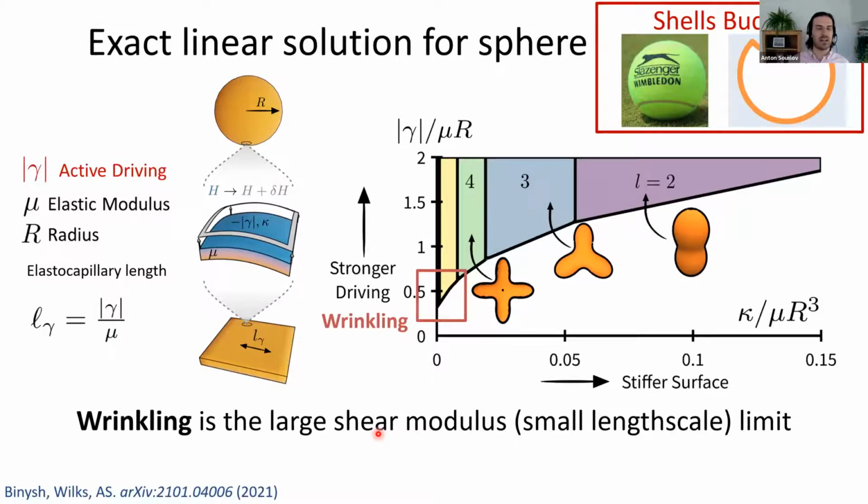What active elastocapillarity does, in contrast to both of these mechanisms, is that it gives you this ability to tune which shape goes unstable and which shape you see by tuning the shear modulus, right? That's the new knob that you have here.